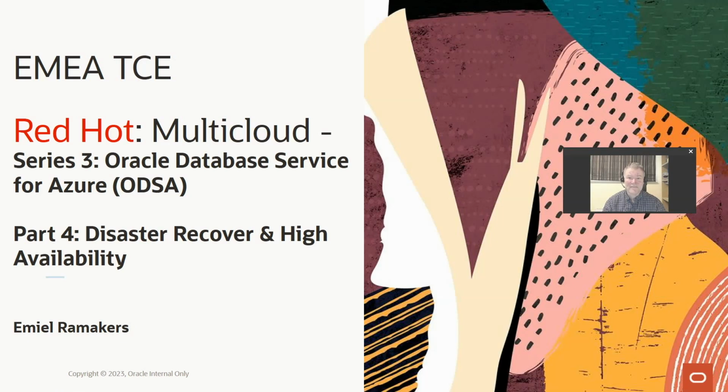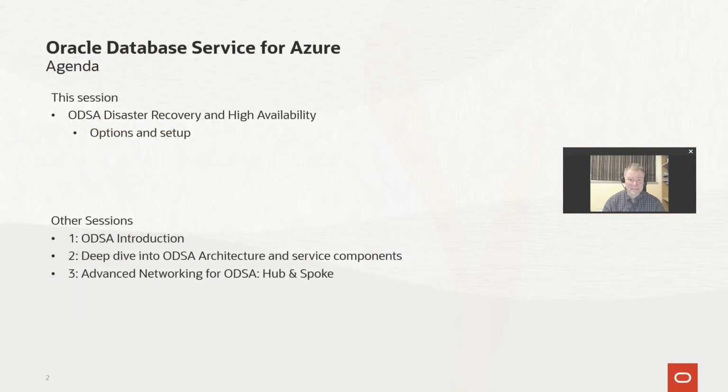This is the fourth in a four-part series in which we have a look at some of the advanced topics, and in this session we'll talk about disaster recovery and high availability for ODSA. So what I'll go through is some of the architecture drawings, etc., of what are the various options that you can do, and I'll show you some of the additional collateral that we have around that.